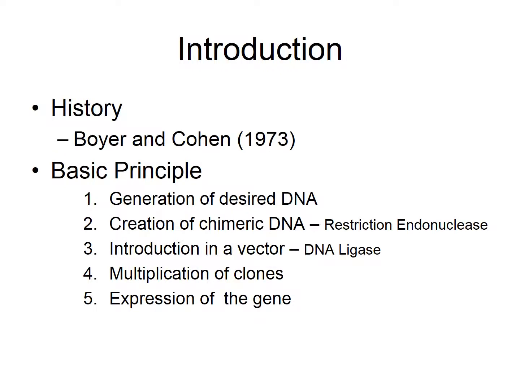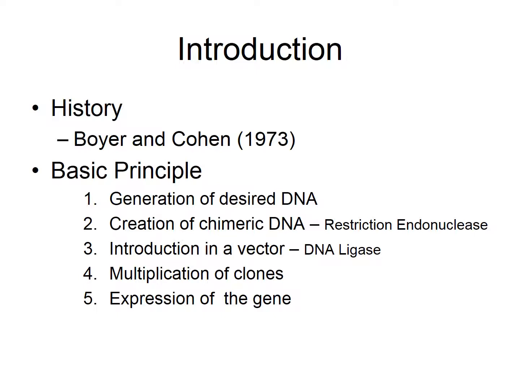Recombinant DNA technology, the conceptualization and the methodology, was given by Boyer and Cohen way back in 1973. It basically involves the following principle. You take the genome of interest from which you want to multiply or produce a large number of a specific DNA fragment, let's say from a human source. For example, let's take insulin. You need to produce insulin protein, and that insulin protein is coded by a gene in humans. So you take that particular fragment of a gene coding for insulin.